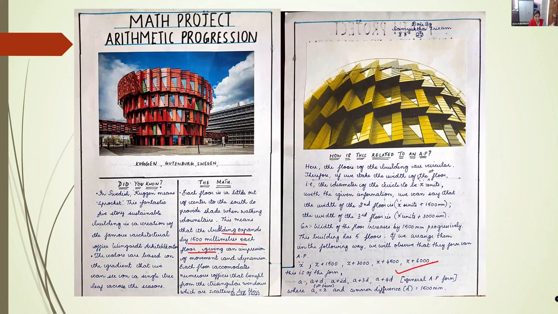First X, then X plus 1,500. Then the third floor is X plus 3,000 projected. The fourth one is X plus 4,500 millimeter projected. So it forms an AP. So she is able to visualize the AP in this building. Children can do that also. Okay, shall we move to the next project?